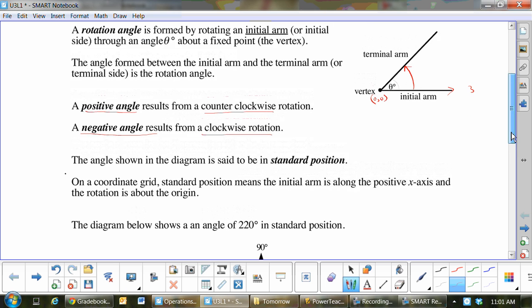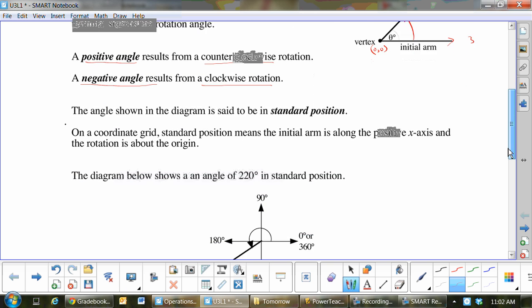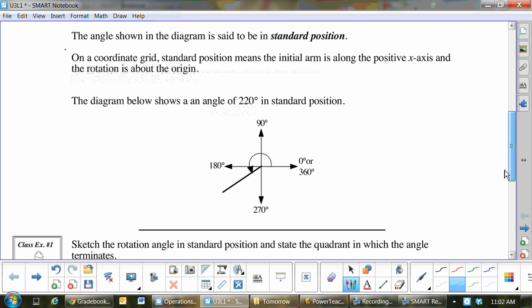So those are a lot of definitions right now. A rotation angle is when you start from the initial arm and you go through an angle about a fixed point. Now, positive, negative, vertex, terminal arm, and initial arm. You have to know all those definitions so far. Okay? Now, this one's in standard position.